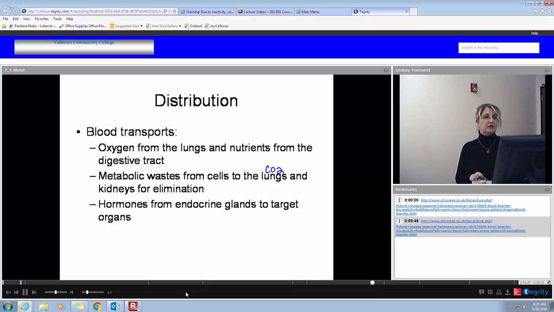Now, not only are we carrying gases, but we're delivering nutrients from the digestive tract out to the tissues of the body, carrying waste products to the kidneys so that those waste products can be eliminated through urination. And also carrying hormones. You knew that already, though, didn't you? Carrying hormones out to targets. So remember, those hormones travel through the bloodstream. So the blood is sort of like a delivery service or a chauffeur.